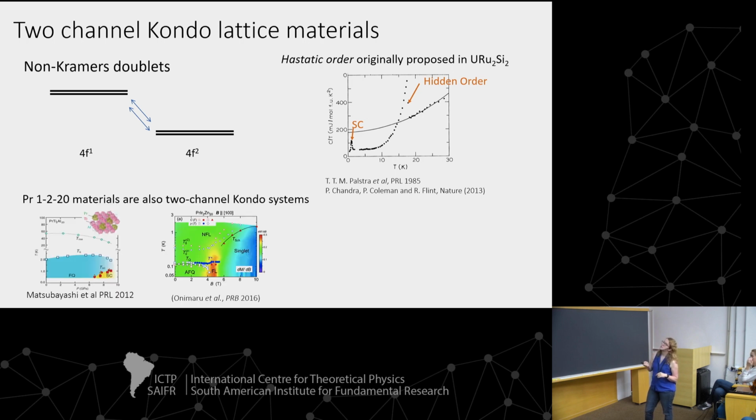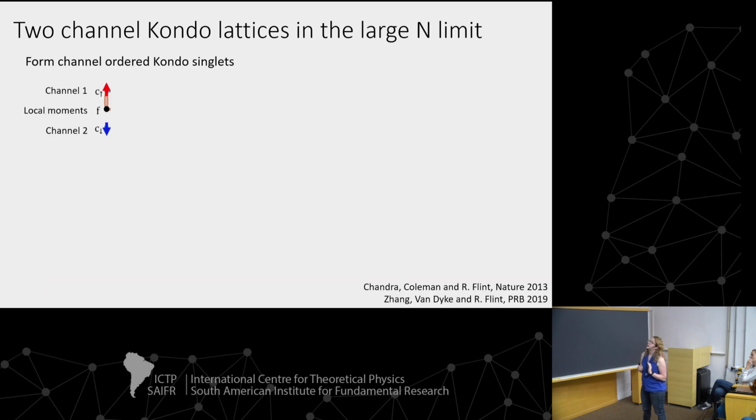There are also these praseodymium 1-2-20 materials that are cubic, and those also clearly have two-channel Kondo physics happening. If you take praseodymium iridium 2 zinc 20 and apply a magnetic field to kill an antiferroquadrupolar order, there is a heavy non-Fermi-liquidish region that occurs below a phase transition that could be a static order. And there are other proposals that I'm not talking about.